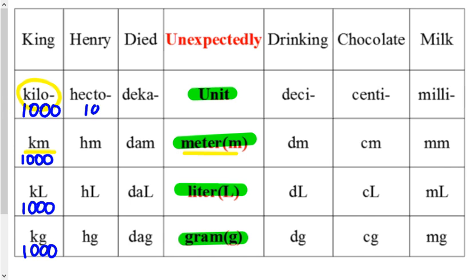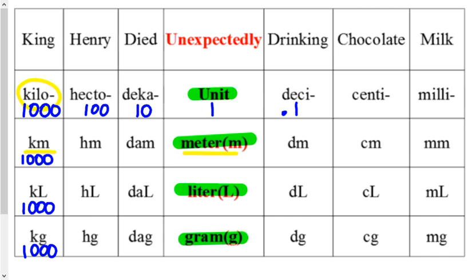Hecto means 100. So a hectometer would be 100 meters. A hectoliter would be 100 liters. A hectogram would be 100 grams, and so forth and so on. Deca means 10, and so those would be 10. Decameter is 10 meters, decaliter is 10 liters, decagram is 10 grams. And then on the other side, unit is 1, so 1 meter, 1 liter, 1 gram.